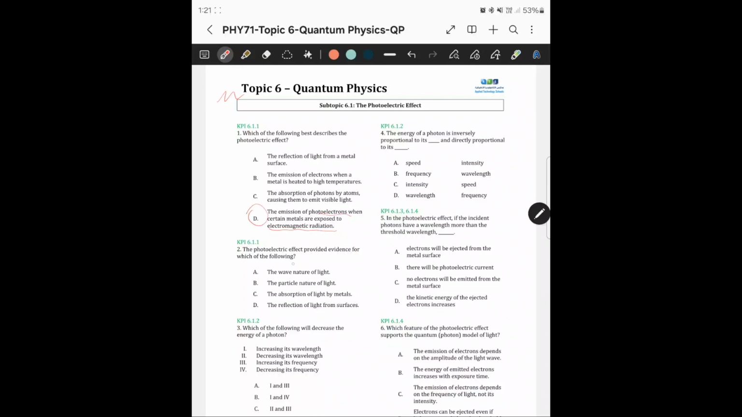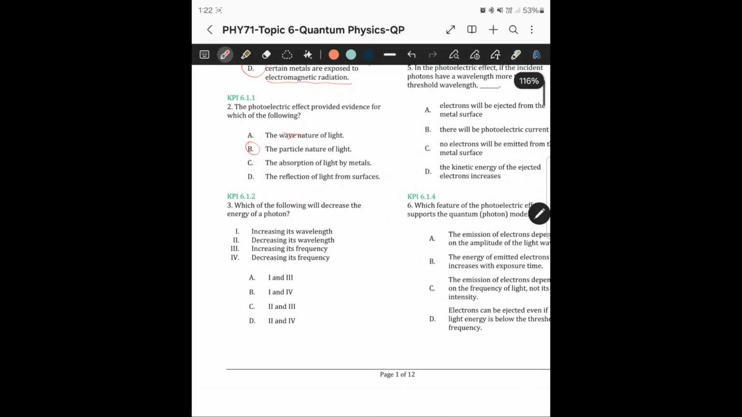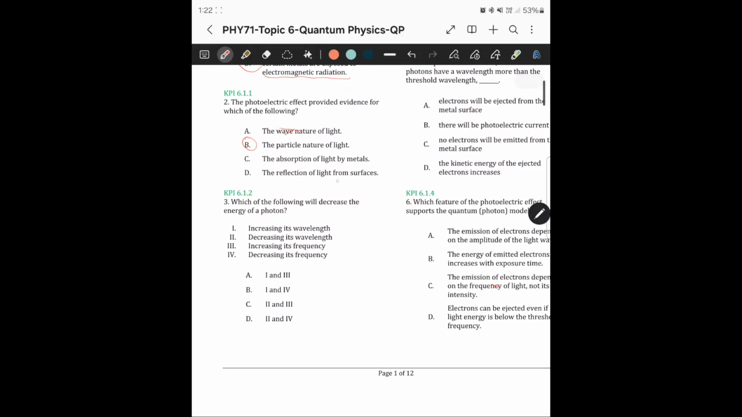That's very nice. Okay, it provides evidence for which of the following? Well, it's not the wave nature, that was Young's double slit experiment, so it's not that one. Particle nature, that's the whole point, actually. The whole point of this is light being a particle. It's what won Einstein the Nobel Prize in this. The absorption of light by metals, it's not providing evidence for that. It's happening, but that's not what it's trying to find. The reflection of light is not part of this at all. We're trying to make electricity move with light shining on it. Particle nature of light, as I've explained in my previous video with the photons and the electrons.